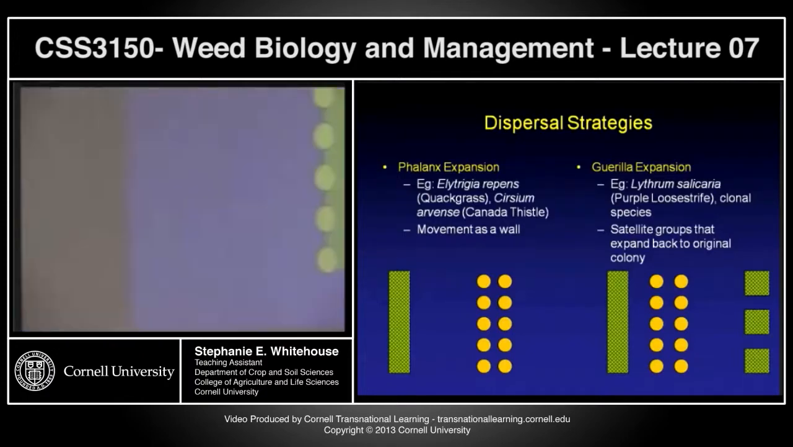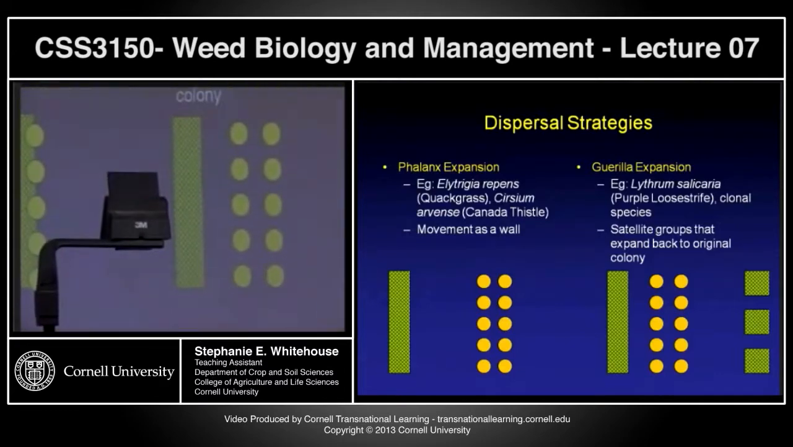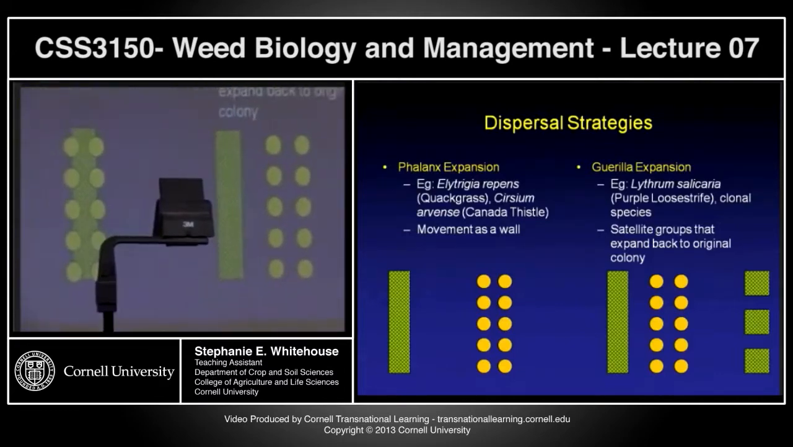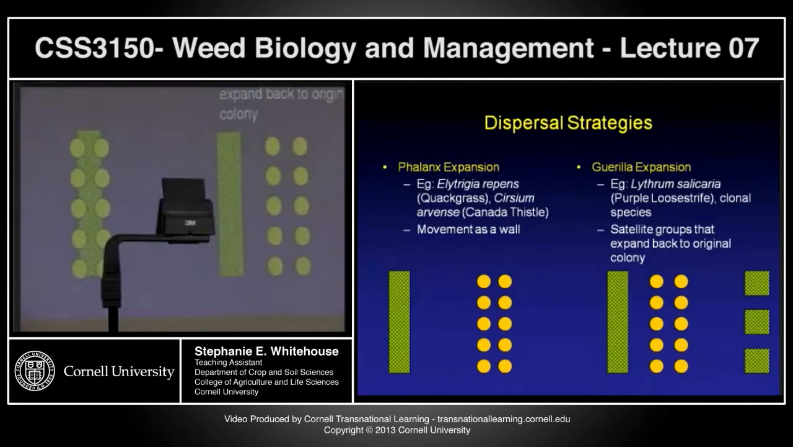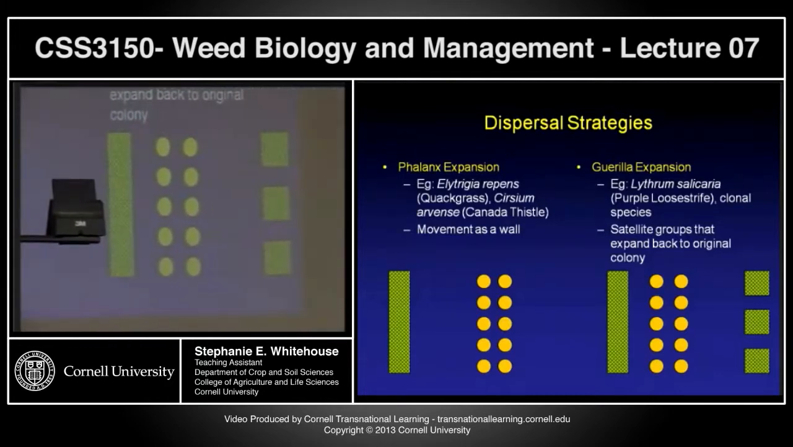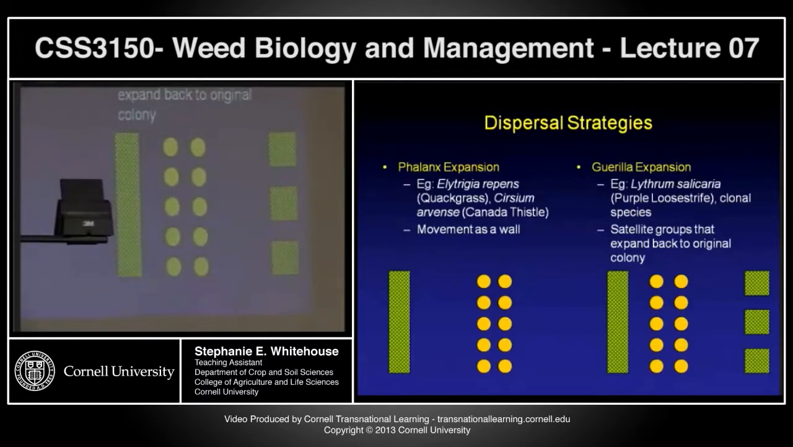With guerrilla expansion, such as purple loosestrife or many clonal species, you have the development of new satellite groups that appear in areas different from your original colony. Then these satellite groups will move closer back to the original colony, basically infesting the areas that were not previously infested. Any questions there? Or any experiences of you seeing this in your fields?